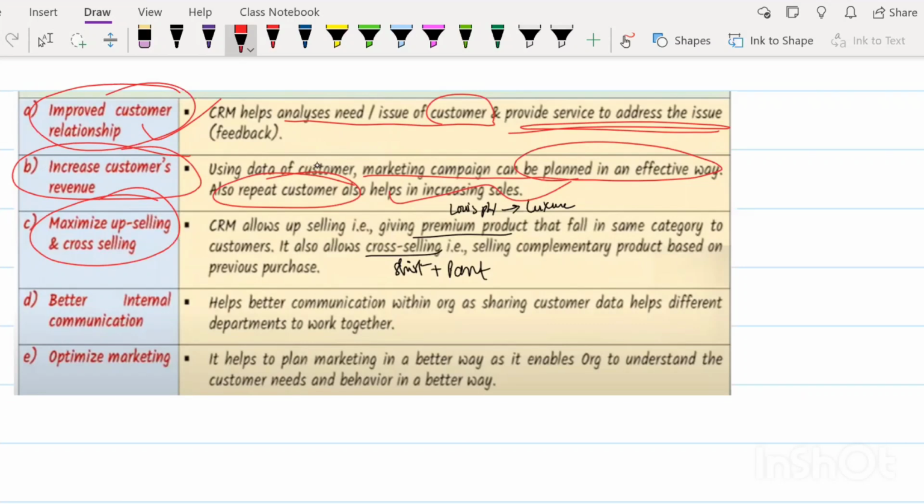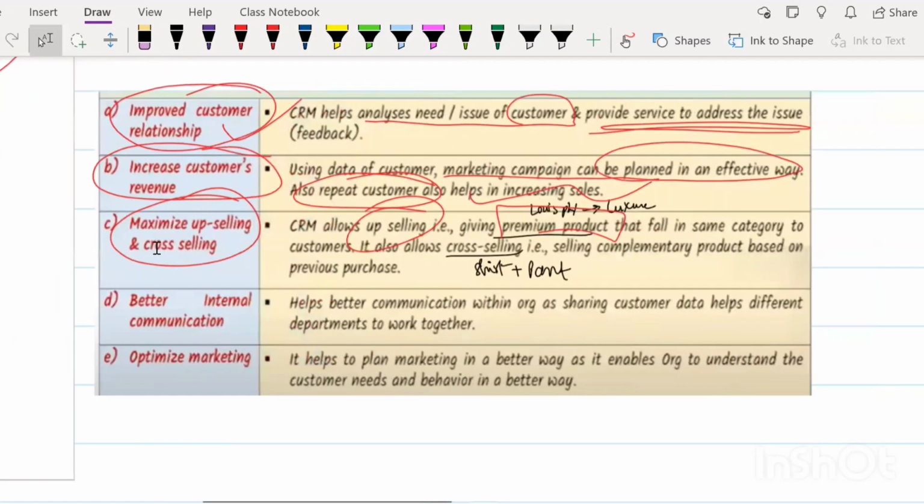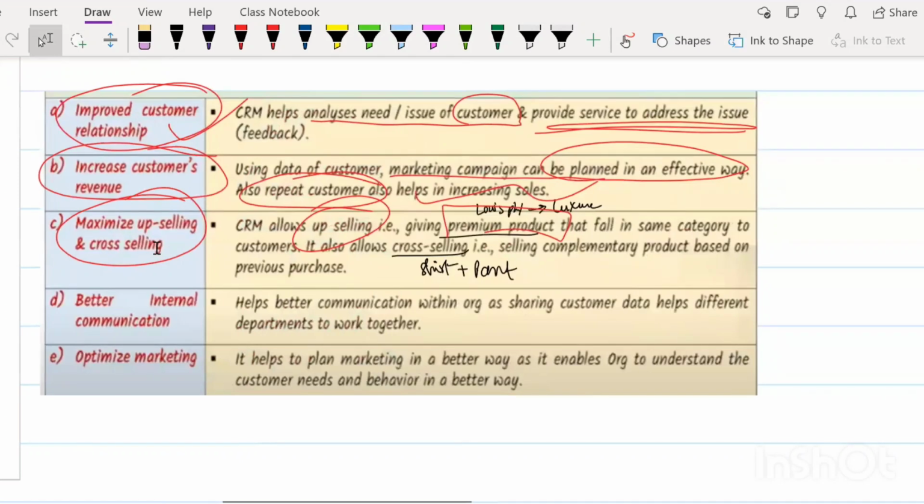So this is known as upselling. That is, you will try to sell a premium product in the same category that the customer wants to buy. Okay, so that is upselling. Next is cross-selling. Cross-selling means complementary product. Example, if you are buying a shirt, they'll give you some complimentary discount if you buy a pant. So cross-selling they may do. So upselling and cross-selling can also be maximized using this module.